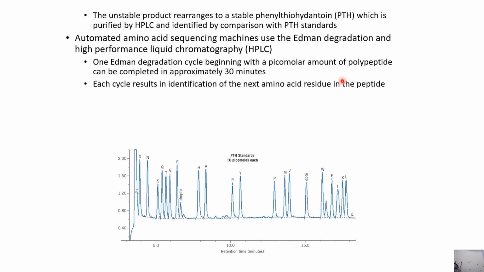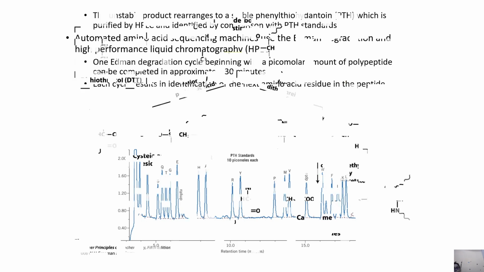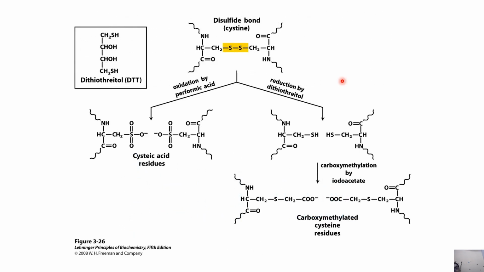An automated amino acid sequencing machine uses Edman degradation and high performance liquid chromatography. A core Edman degradation cycle beginning with a picomole of polypeptide can be completed in approximately 30 minutes. Each cycle results in identification of the next amino acid residue in the peptide. So this is how it works. The disulfide bonds are broken by oxidation with performic acid or reduction by DTT, basically. From there we get carboxymethylated cysteine residues.